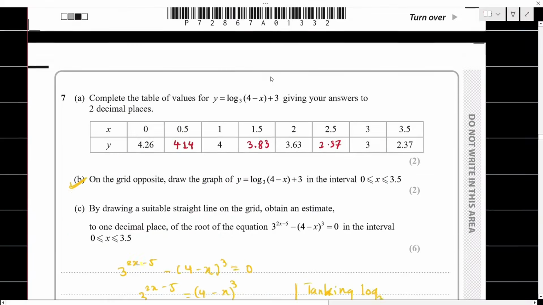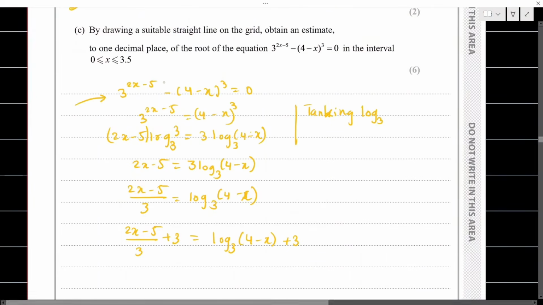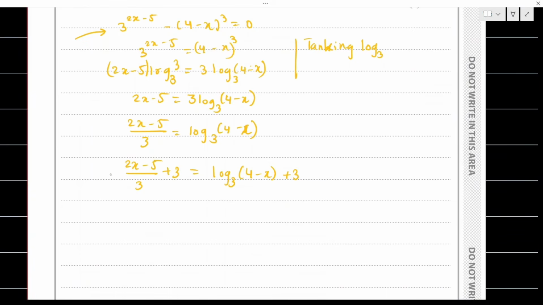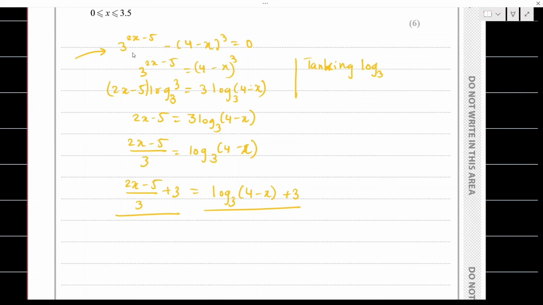So I can now say that the solution for our original equation will be the solution for (2x minus 5) divided by 3 plus 3 and our graph of y. From this we can see that the intersection point between this curve and this curve will give us the points for which this equation is equal to 0. So basically the solution of this equation, the intersection point between these two curves, will give us the solution to our original equation.